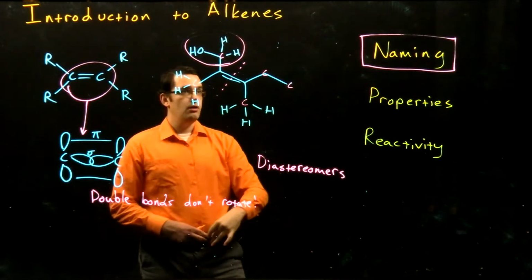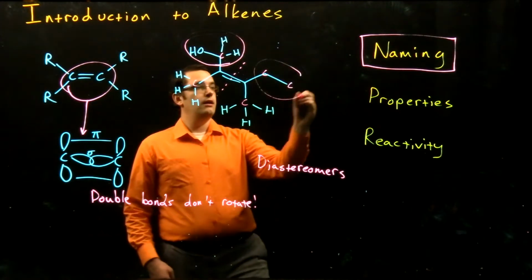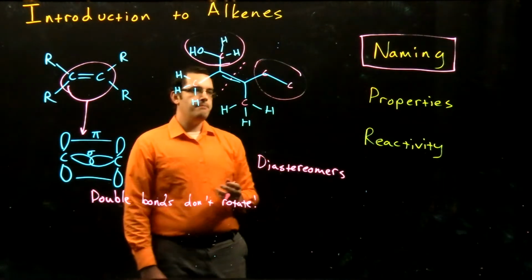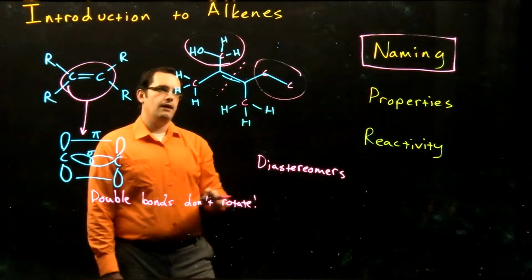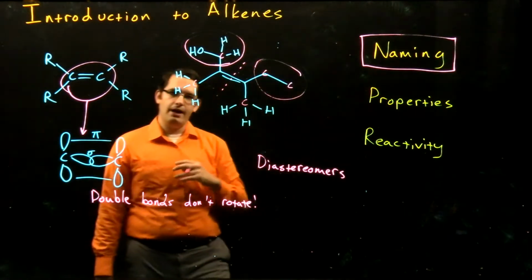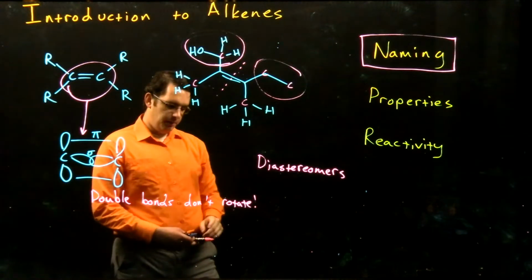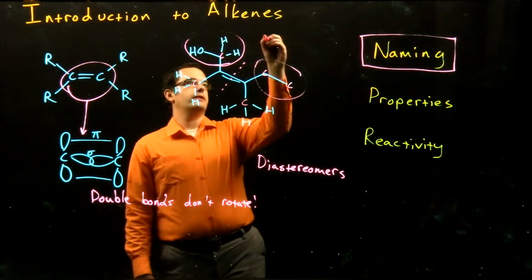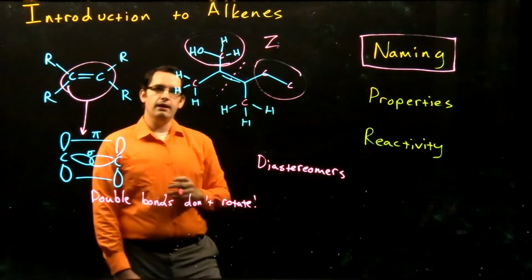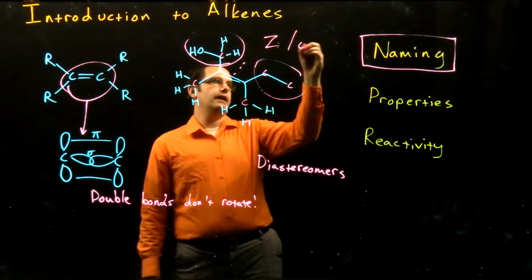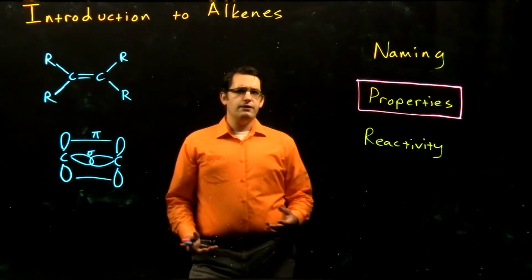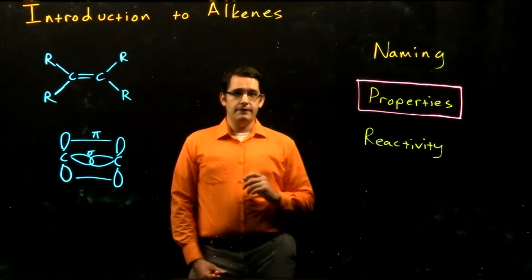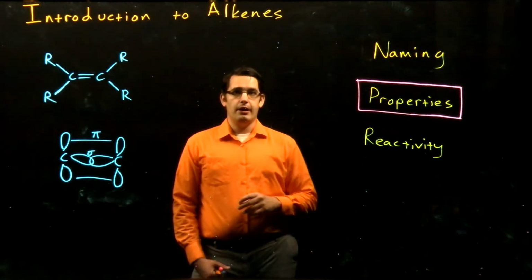So again, we can say that this guy is higher priority. Now, both our higher priority groups are pointing to the same side of our alkene double bond, so we refer to this as our Z or cis diastereomer. Next, we'll take a closer look at the properties that our alkene functional groups share.